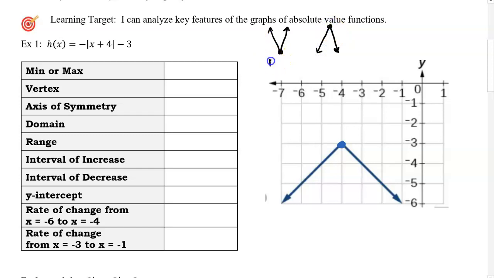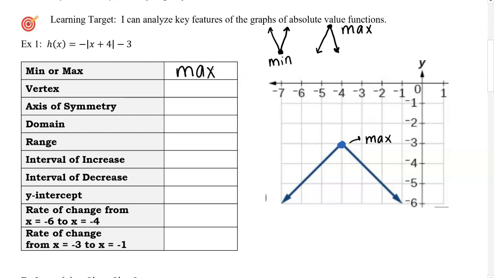When the vertex is at the bottom, we call that a minimum point. And when the vertex is at the top, we call that a maximum point. In other words, if the V opens up, the vertex is a minimum, and if the V opens down, the vertex is a maximum. So here, the vertex is a maximum, and we just have to write in our table that we have a maximum.